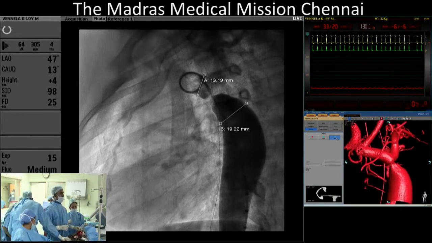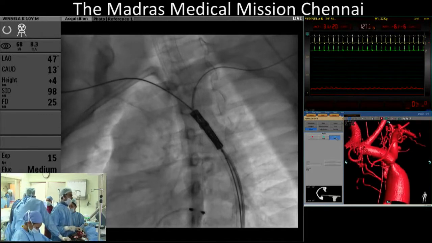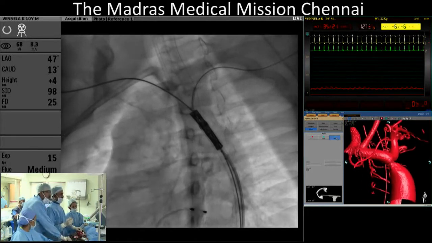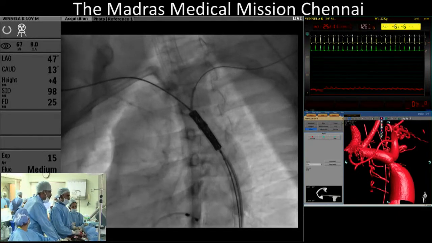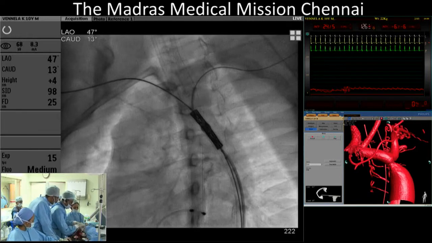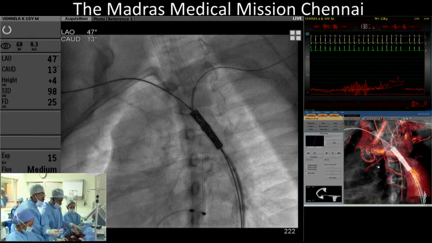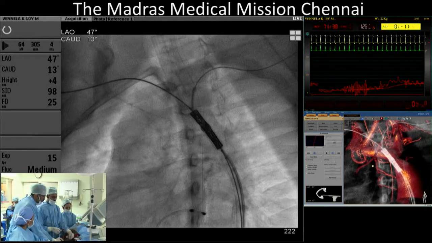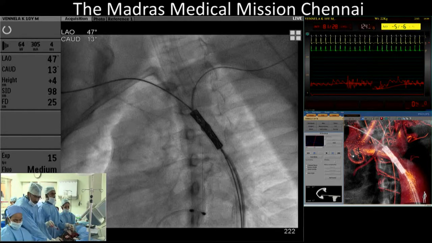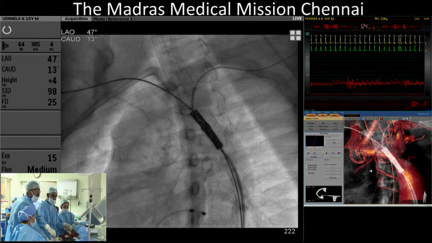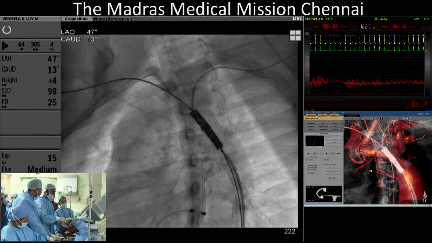So what we had was, right now I will show you live. We have two wires, one across the subclavian artery with a Judkins left through that, and we have a partially exposed stent. I'm going to give some angiography. Contrast. So this is, you can see the 3D reconstruction and overlay of the pictures.